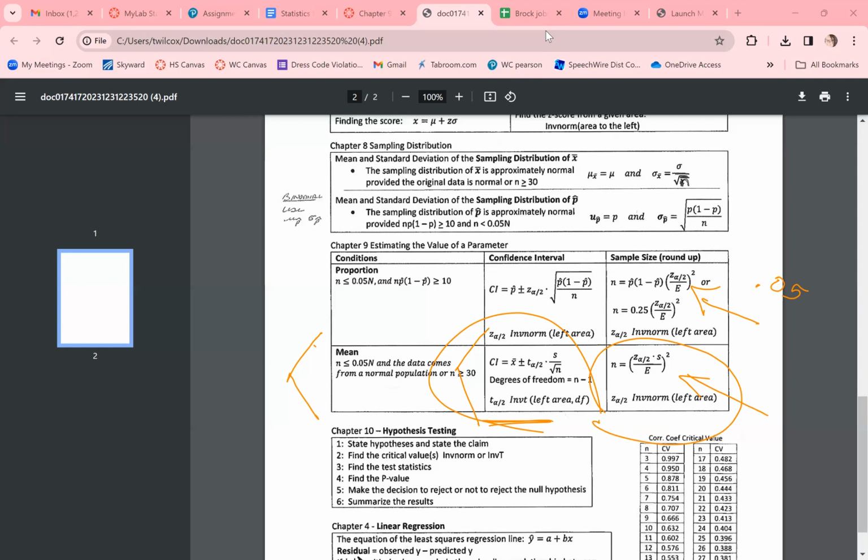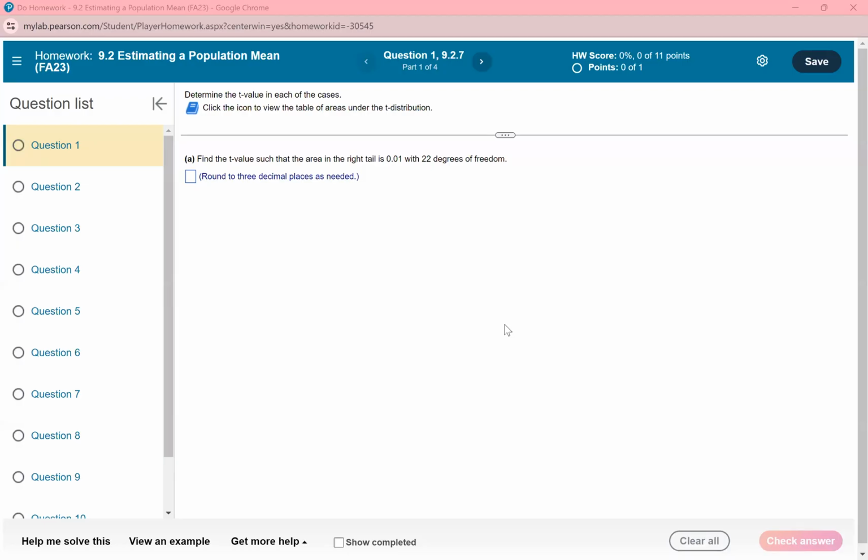All right, let's go ahead and unshare and now reshare the homework. So number one is going to have us just using the calculator to get the t values. So just practicing that first.